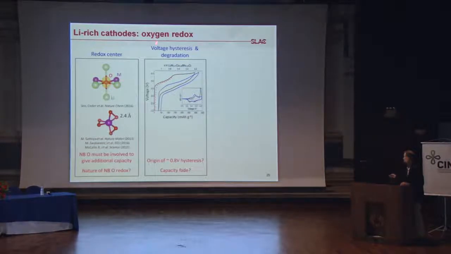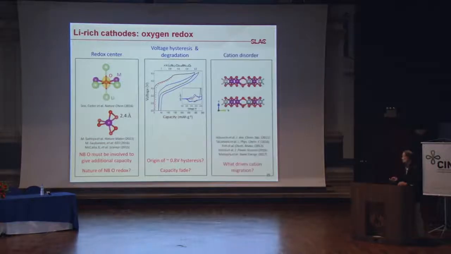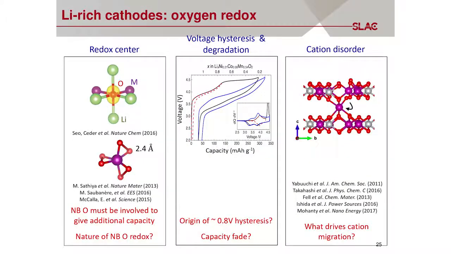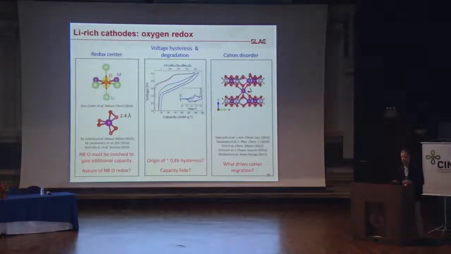There are also implications in terms of voltage hysteresis and degradation. We're working on that in the conventional materials, lithium cobalt oxides and lithium nickel manganese cobalt oxides, but I won't have time to talk about that. Instead, I'll also talk about the cation disorder. As I said, you have cations that are stuck in these transition metal layers. They will tend to go into the layer where the lithium had been, and that has some important implications for both the oxygen redox and stability that I'll talk about. We want to understand what drives this cation redox and how we control it.